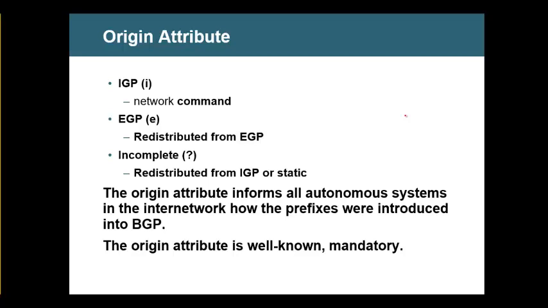This origin code attribute gives us a picture of how this network is introduced. See, when you are telling something to me, it can be your own idea. That is what is called using the network command, advertising it. Or you are telling me something which you received from someone. That is redistribution.